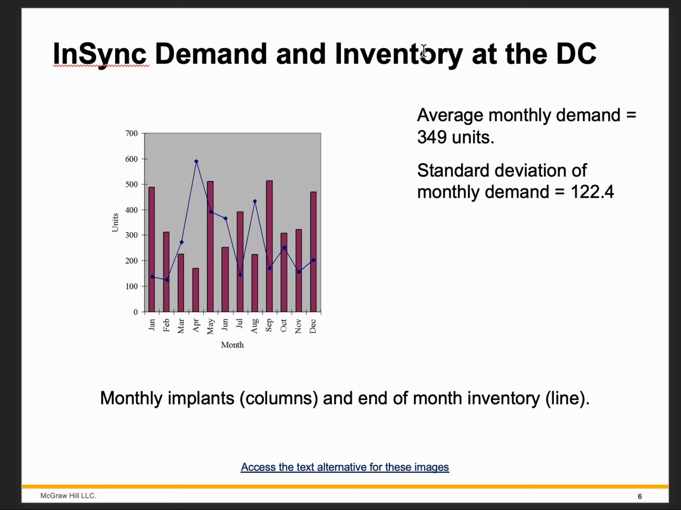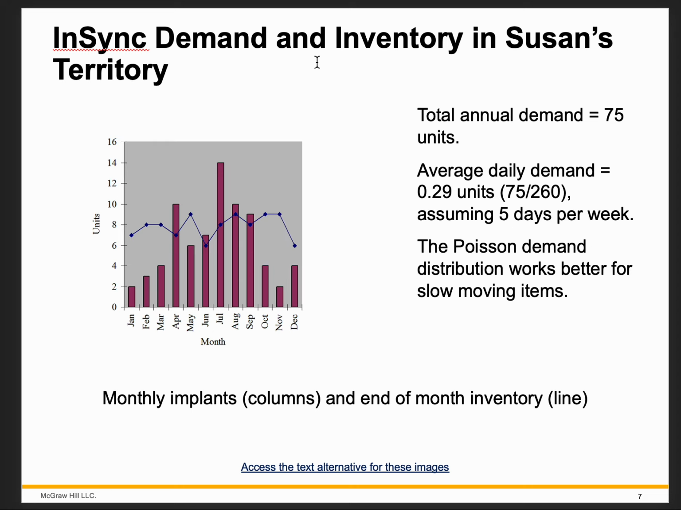Now let's look at Susan's numbers specifically. As far as Susan is concerned, total annual demand is 75 units. If you convert that into average daily demand, it'll be 75 divided by 260, assuming 5 days a week and a 52-week year. Average demand is 0.29 units per day, right?